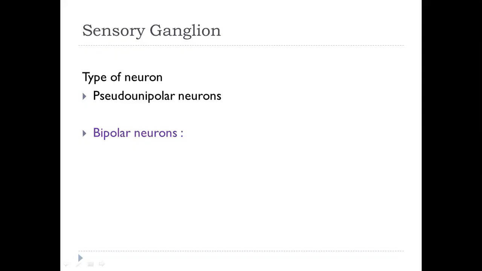Yes, good. The auditory nerve is called the vestibulocochlear nerve. The vestibulocochlear nerve has a sensory ganglion which contains bipolar neurons. Just remember that special feature, keep it in mind.